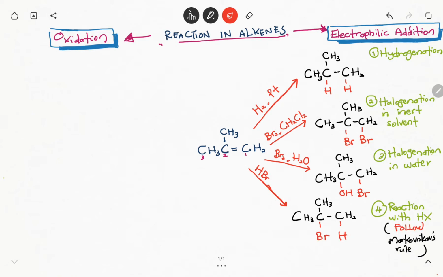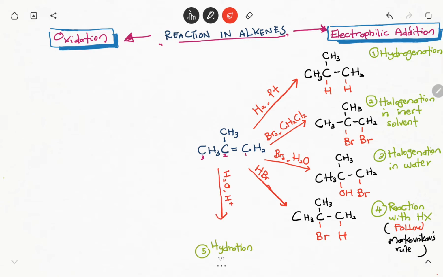If there is no presence of peroxide, it means we need to follow Markovnikov's rule, where the hydrogen atom is added to the carbon of the double bond with more hydrogen atoms. In this case, on carbon number 1 we add the hydrogen atom, and on carbon number 2 we add the bromine atom.